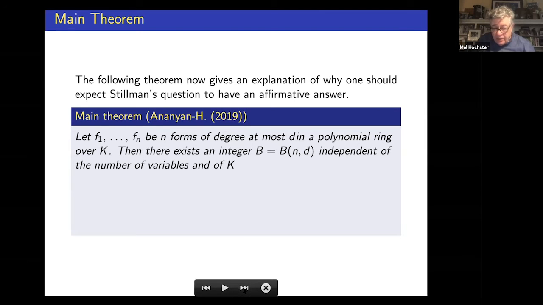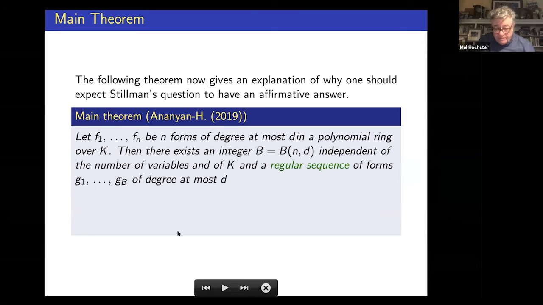and then there's an integer that doesn't depend on the number of variables, which I haven't mentioned, nor on the field, and a regular sequence of forms whose length is b, given by this bound. And these new forms, the degree doesn't go up. You don't need to increase the degree.